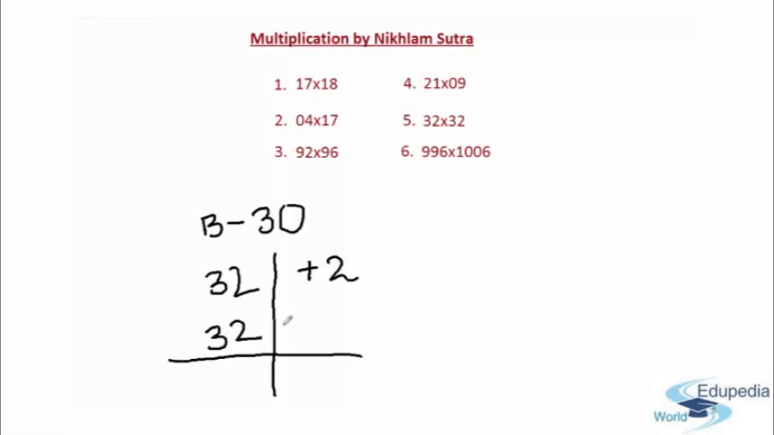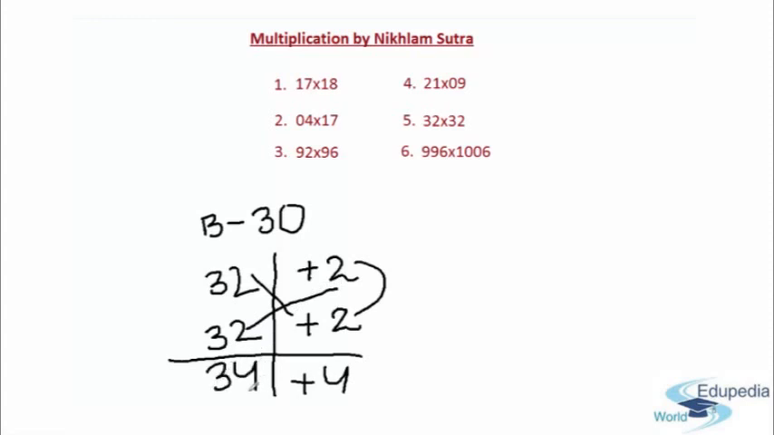And again 32 is also 2 more than the base, that is 30. So you just write down plus 2. Now you just multiply these two numbers. So plus 2 into plus 2, you will get plus 4. Now you just do cross addition in either of the ways. If you add 32 plus 2, you will get 34, or else if you add 32 plus 2, you will get 34 as the answer.